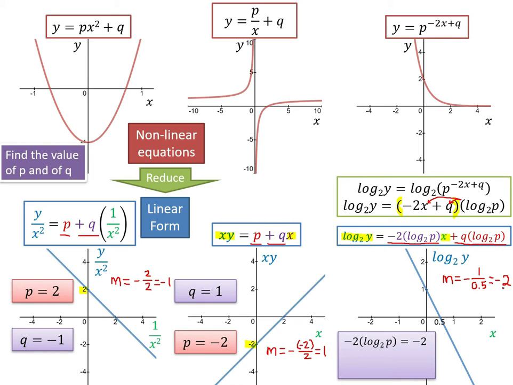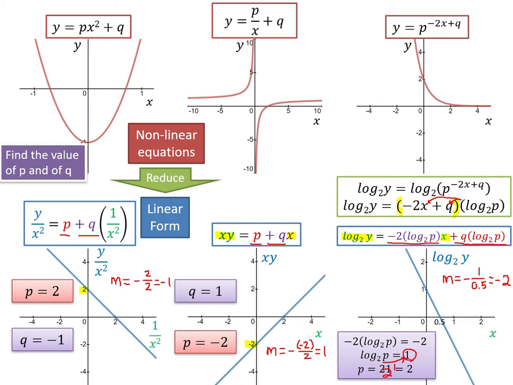Can you see the -2 and -2 can be cancelled off? Both sides we can divide by -2. So I will get log 2p is equals to 1. What is p? We have to move the base 2 to the other side, make it the base of the index 1. So p is equals to 2 to the power of 1, which is 2.